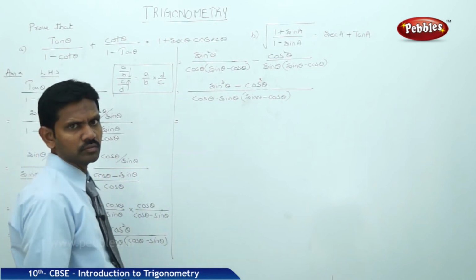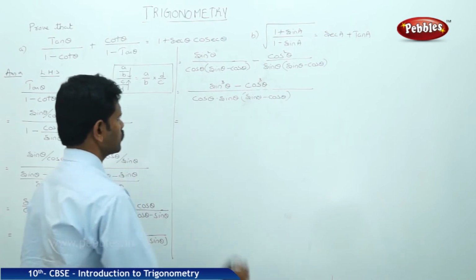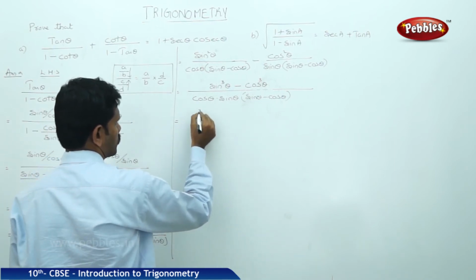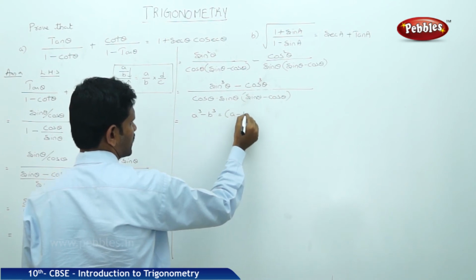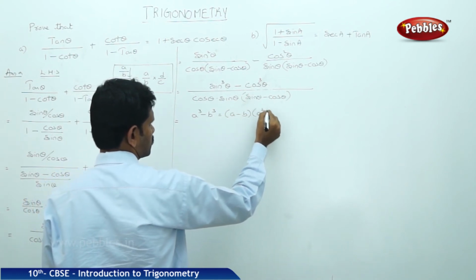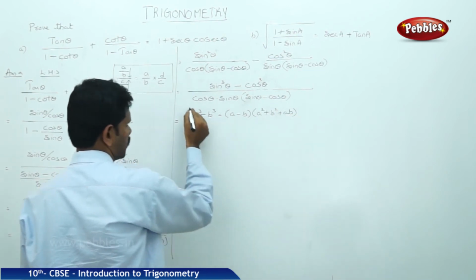that is equal to, which is of the form a cube minus b cube. A cube minus b cube is equal to the formula a minus b into a square plus b square plus ab. This is the formula.